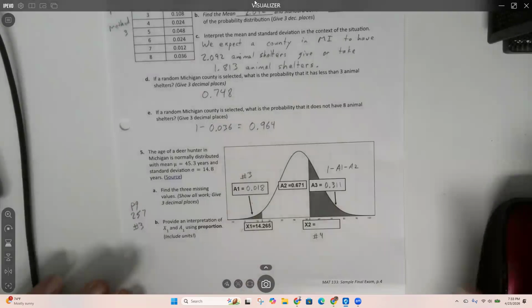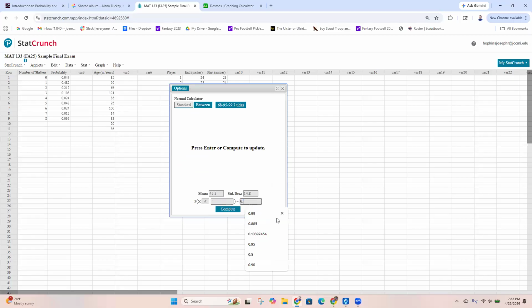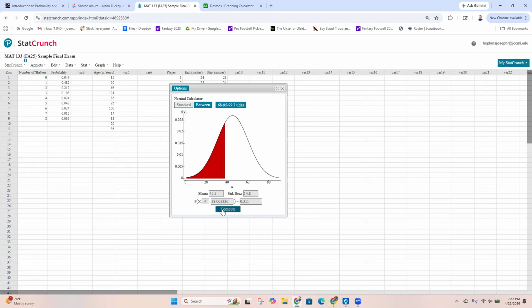So I'm still on stat calculators normal, and I'm looking at standard, same mean, same standard deviation. But now I have the area is 0.311, but that's not it. That's on the wrong side because I need to flip this to greater than. So that's still not what I want. 0.311. There we go. 52.59. Ooh, 3 decimal places. 52.597. Okay.